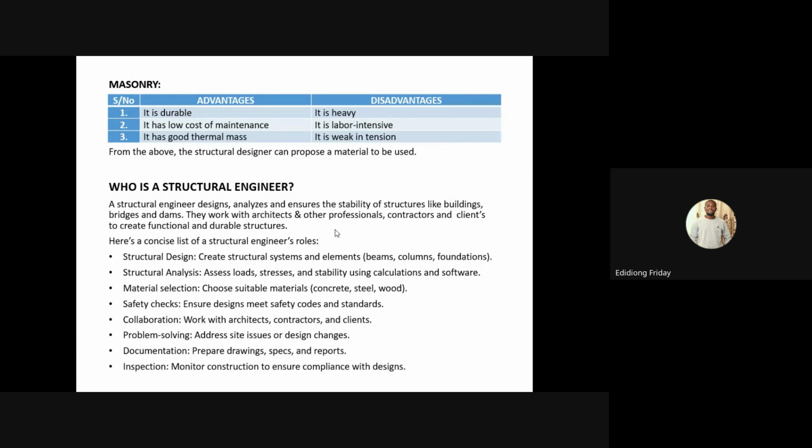Also, the role of a structural engineer is also documentation. By documentation, preparing drawings, specifications, progress reports, and all of that. And then for this class, the last role of a structural engineer is inspection, to monitor construction, to ensure compliance with designs. So these are the roles of a structural engineer.